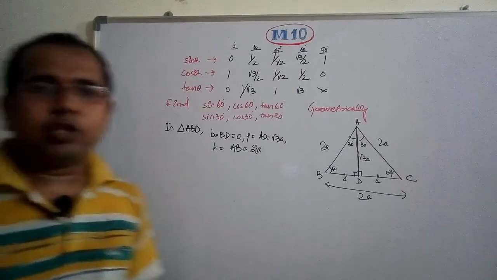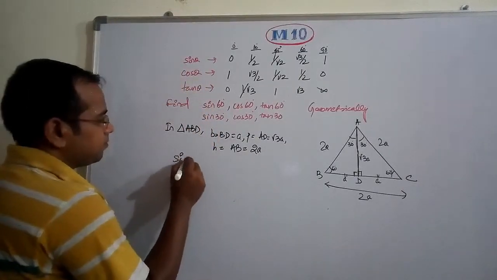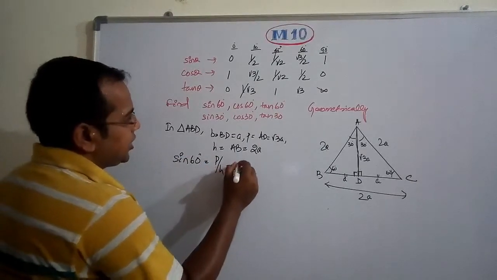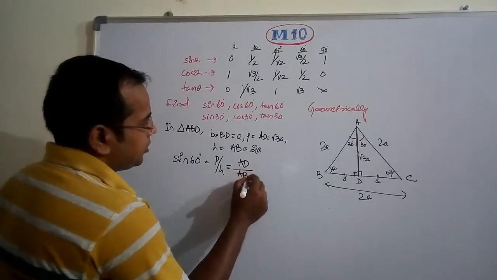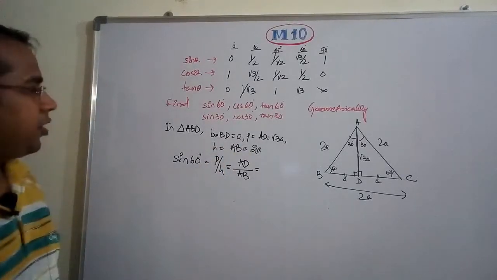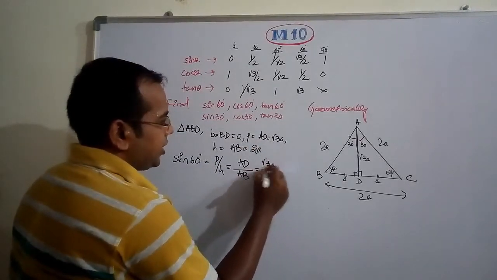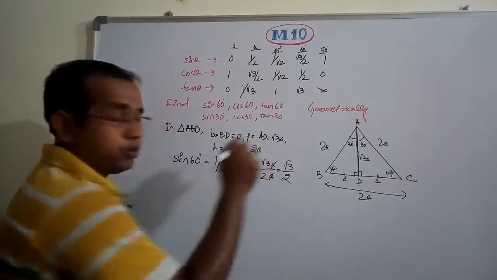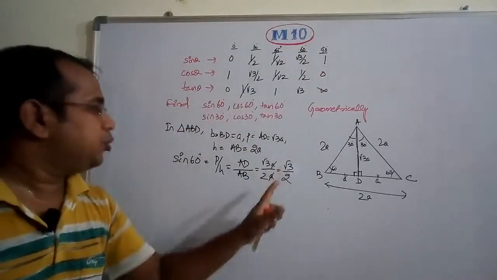So what you need to find out? First of all, sin 60. Sin is P by H, that is equal to AD divided by AB. Now see here, what are you going to get? AD is root 3A divided by 2A. A is cancelled, you are getting root 3 by 2. Now see here, sin 60 equals root 3 by 2. It is verified.